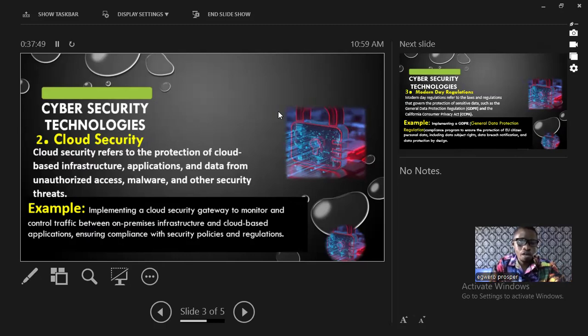So cloud security refers to the protection of cloud-based infrastructure, that is the setup in the space, applications, and data from unauthorized access, malware, and other security threats. An example of that is implementing a cloud security gateway to monitor and control traffic between on-premises infrastructure and cloud-based applications, ensuring compliance with security policies and regulations.